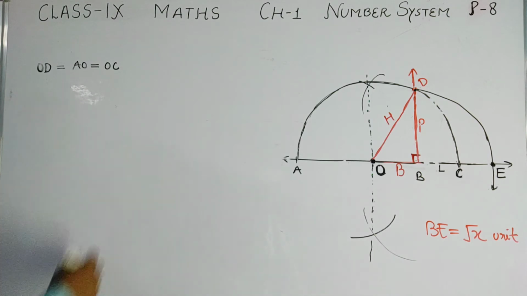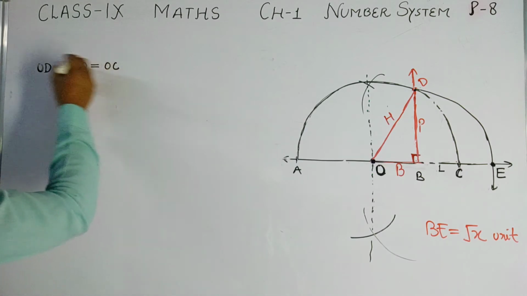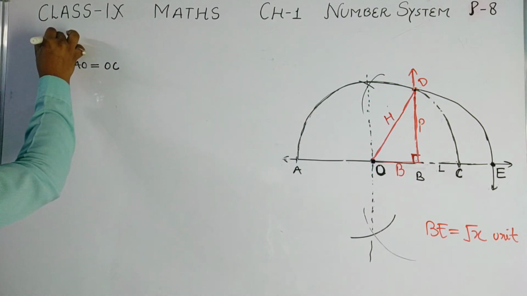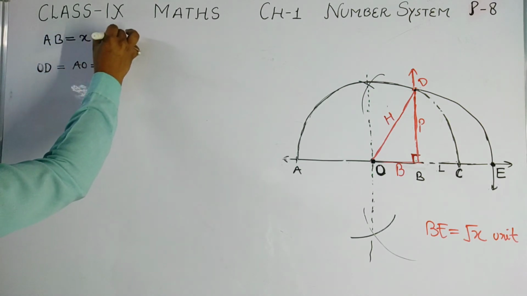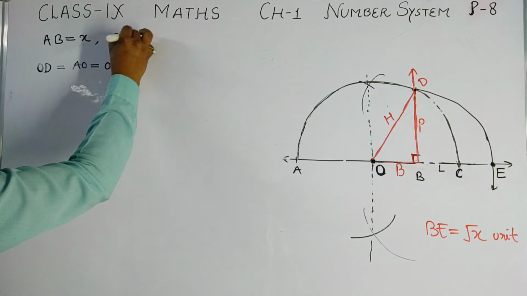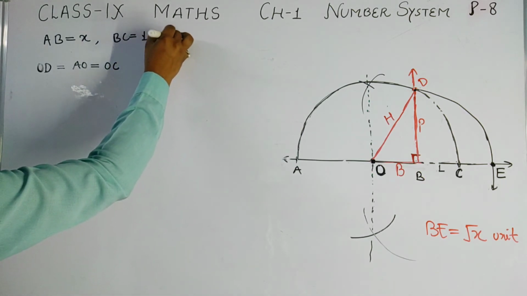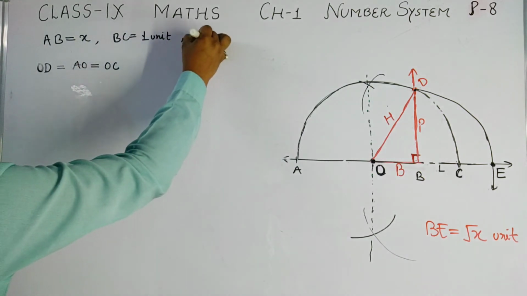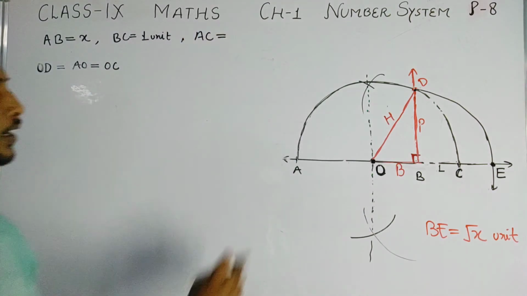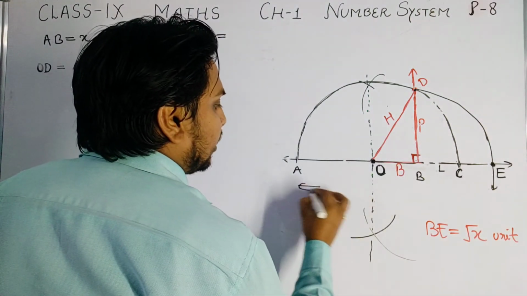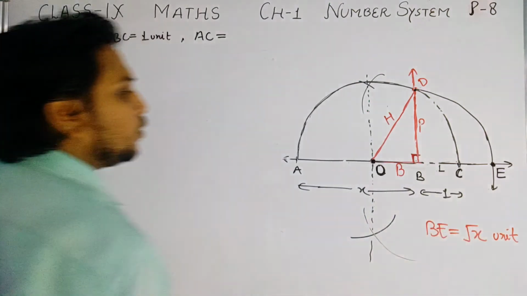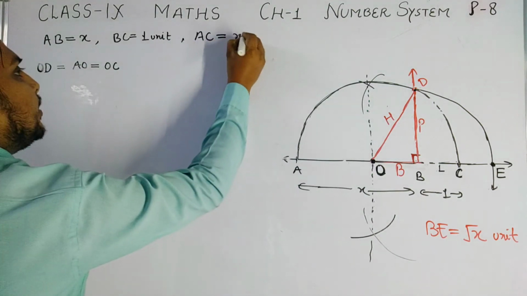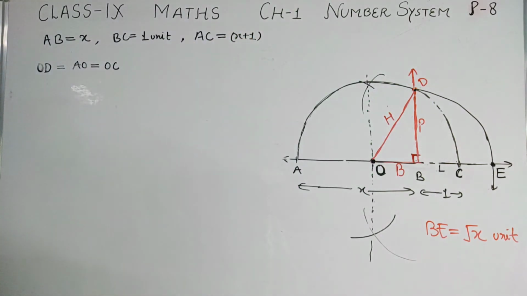It means that it will be how much, if you see. As we have seen, initially the distance AB was x units, the distance BC was 1 unit, and distance AC will be what? A to B is x, and from here to here it is 1. So A to C will be x plus 1.